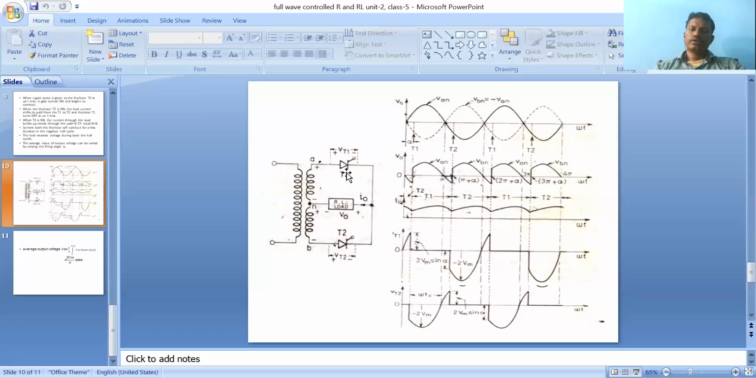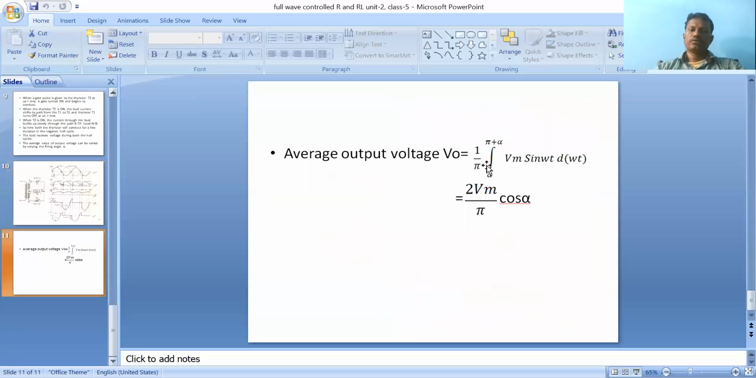From alpha to pi, T1 turns on; pi to pi plus alpha, T1 is in the conduction state; pi plus alpha to 2 pi, T2; and 2 pi to 2 pi plus alpha is the same T2. So T1 conducts from alpha to pi plus alpha, then T2 from pi plus alpha to 2 pi plus alpha, then T1 is again forward biased in the first half cycle, 2 pi plus alpha to 3 pi, and so on. So what is the conduction period of this RL load? Alpha to pi plus alpha. Once you know the conduction period, you can compute the rest.